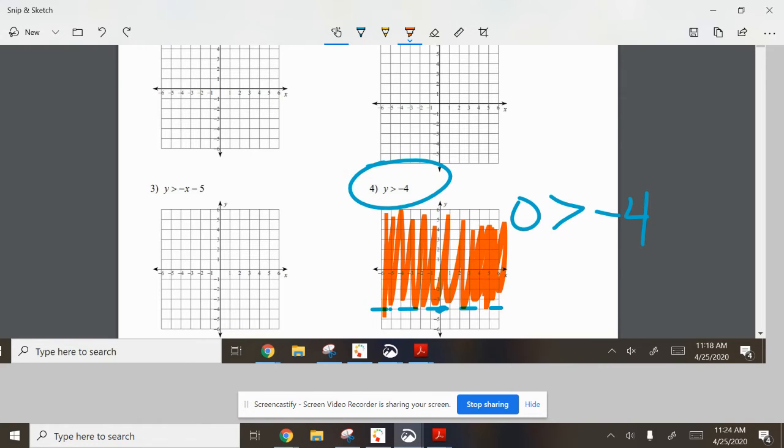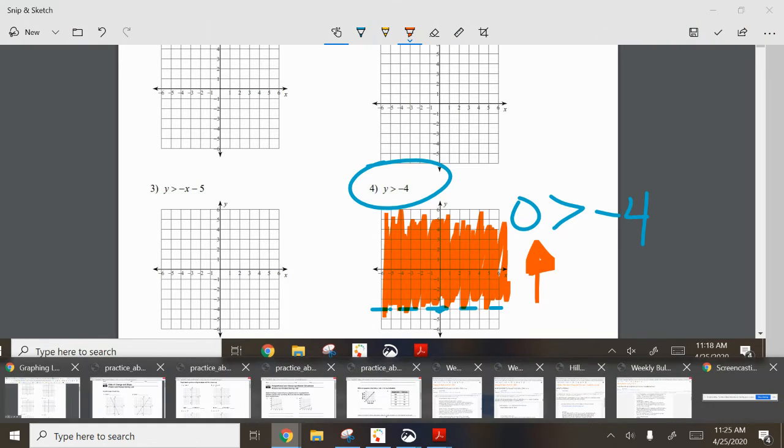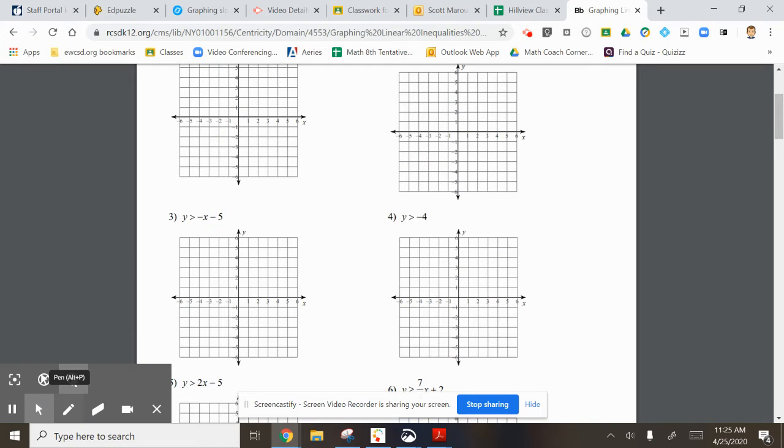Now, this method, greater than always means up, less than always means down in this kind of environment too. You would shade up for greater than, less than for down, okay? Now, let's step up a little bit with systems. All right, let me see if I can get back to this.